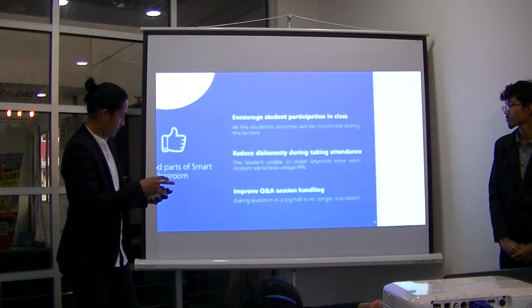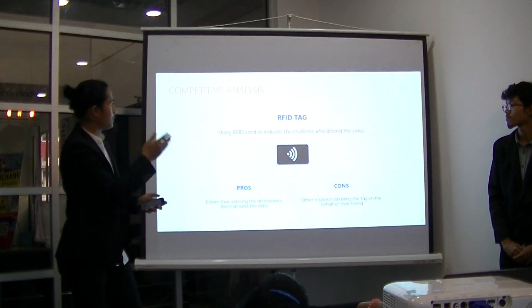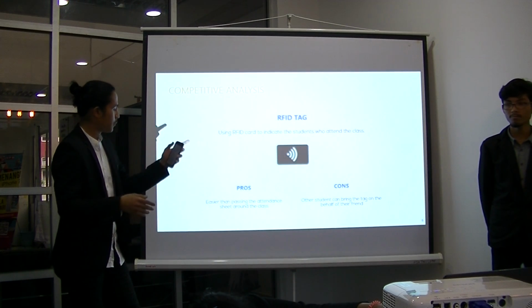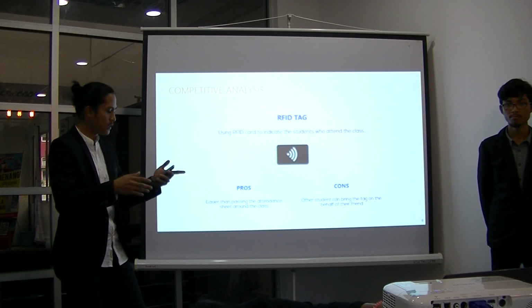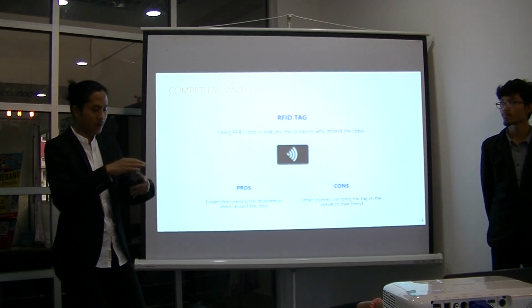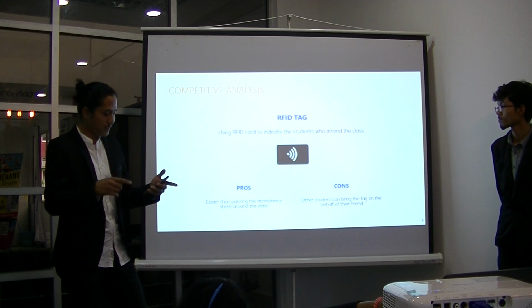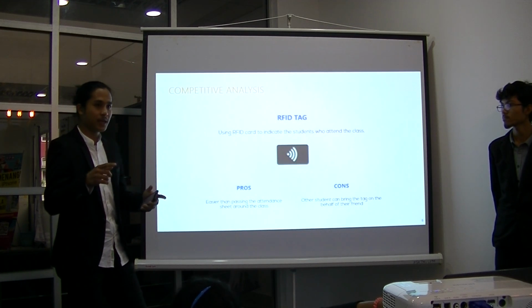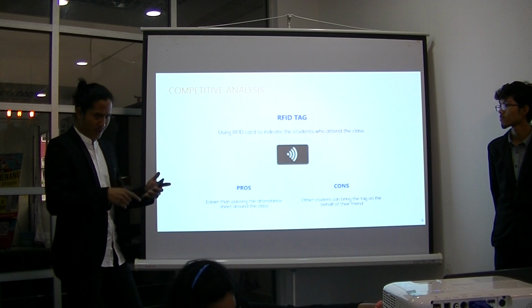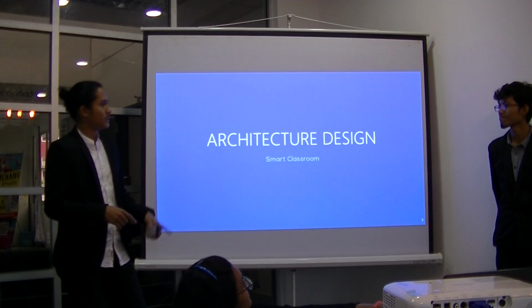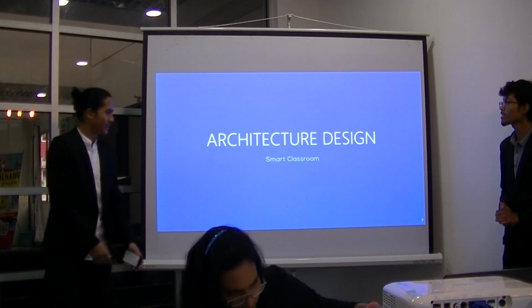This is the competitive analysis. We have the RFID tag. The pro of this system is that there is no need to pass an attendance sheet around the class. The con, the setback, is that other students can bring the tag on behalf of their friends. Next, about architecture. Okay, thank you, Aiman.